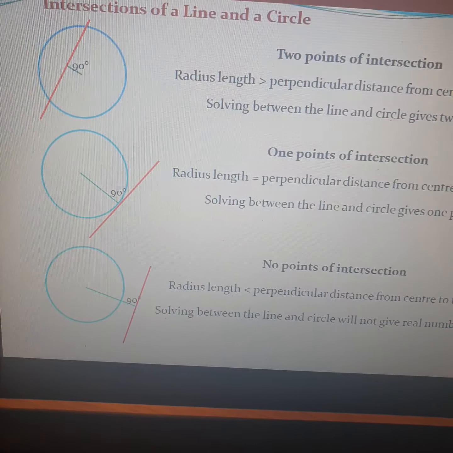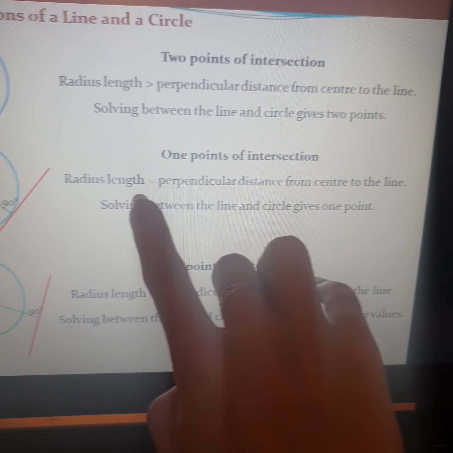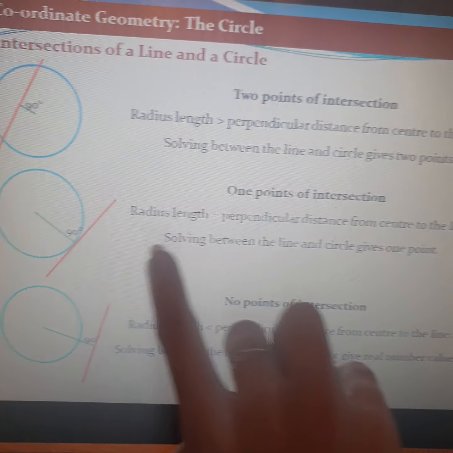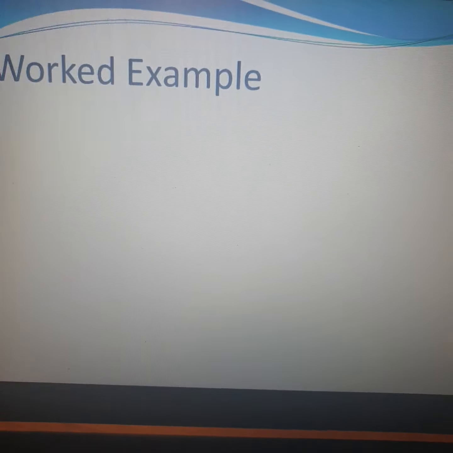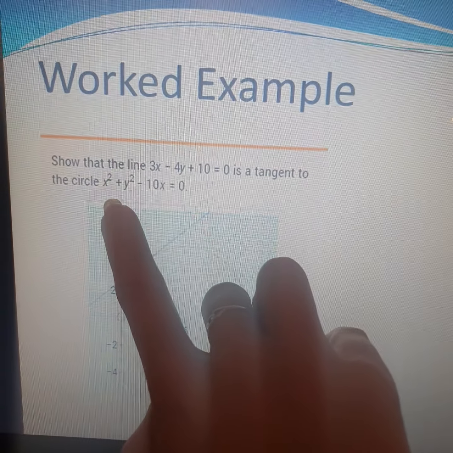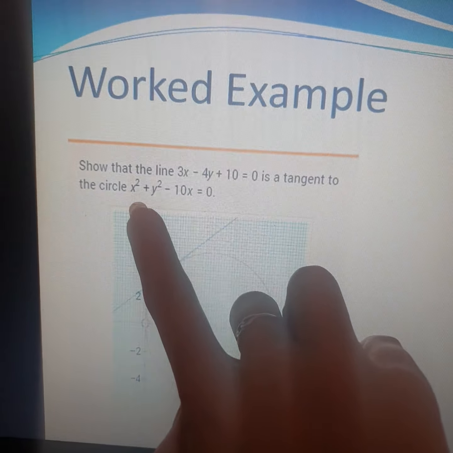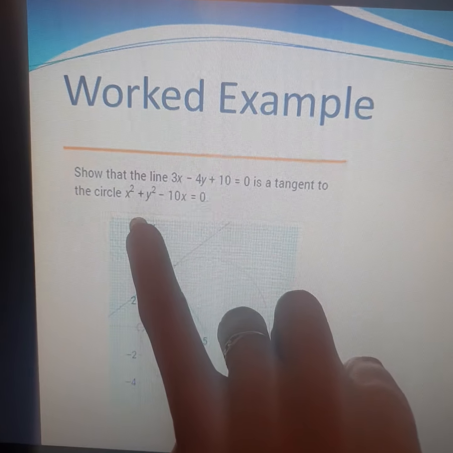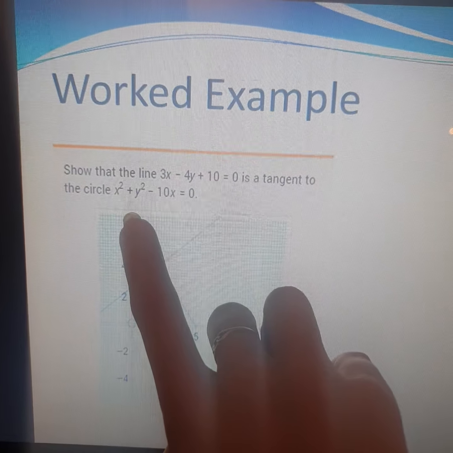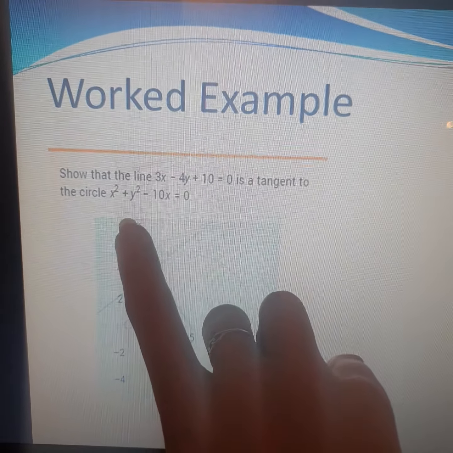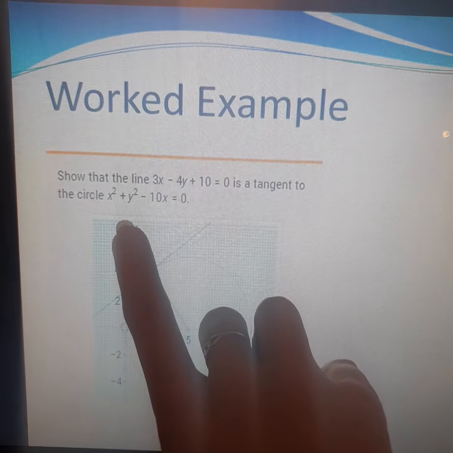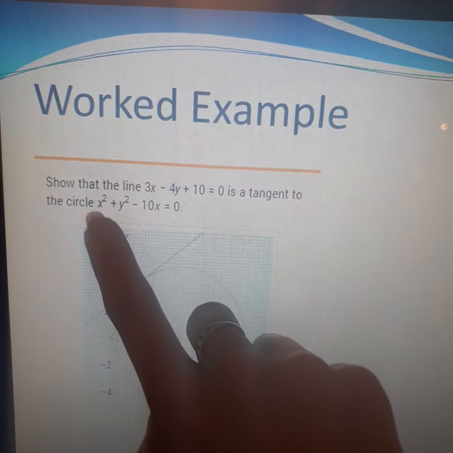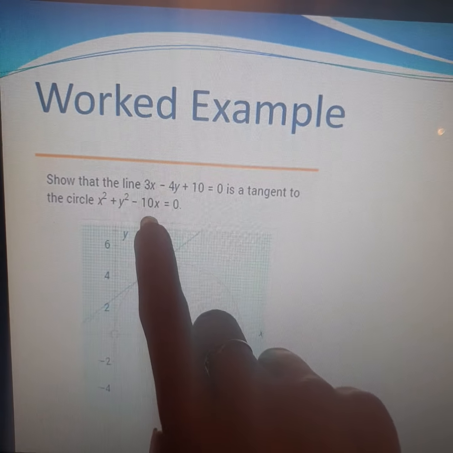Let's think back to what we have here. The radius length must be equal to the perpendicular distance from the center to the line. So let's think what we have. We have the equation of the circle in the form of a second degree equation. It's not in the form x squared plus y squared equals r squared. It's not in the form (x minus h) squared plus (y minus k) squared equals r squared. It is in second degree equation form. We have x squared and y squared, so the coefficients of x squared and y squared are 1. We do have 2gx.